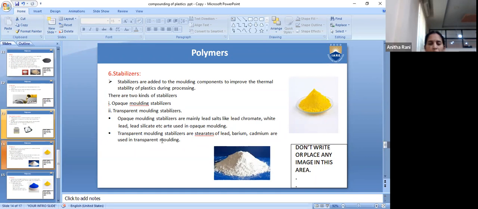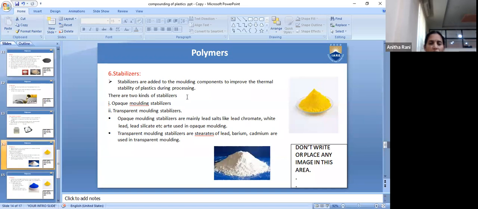are used in opaque molding. Transparent molding stabilizers, we use stearates of lead: lead stearate, barium stearate, cadmium stearate. So this we will use as transparent molding stabilizers. There are two types of stabilizers we use in molding during the process. Remember the examples: lead chromate and white lead here, and lead stearate, barium stearate and cadmium stearate here. So you remember these examples as stabilizers.